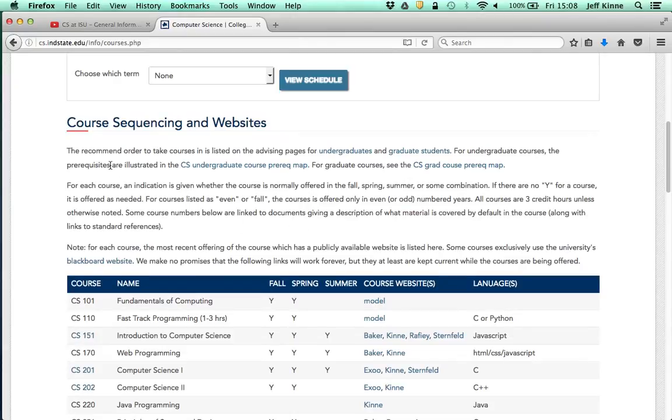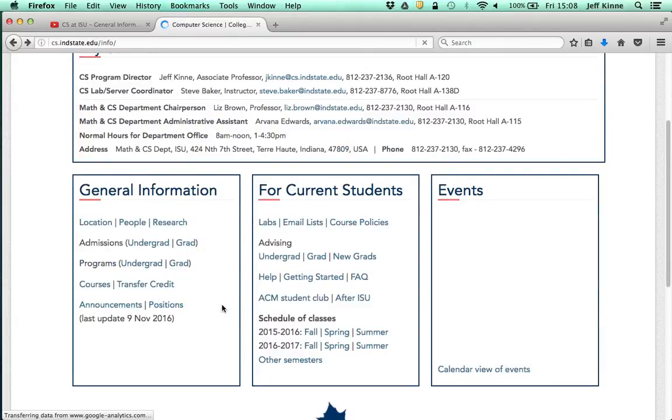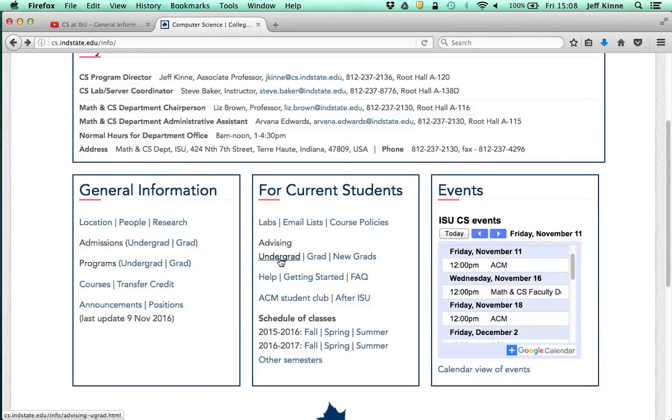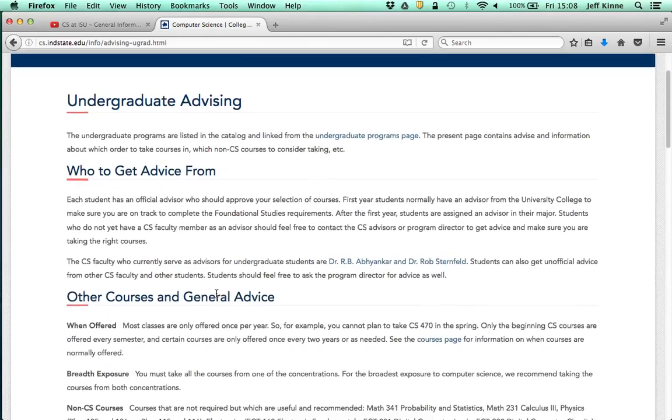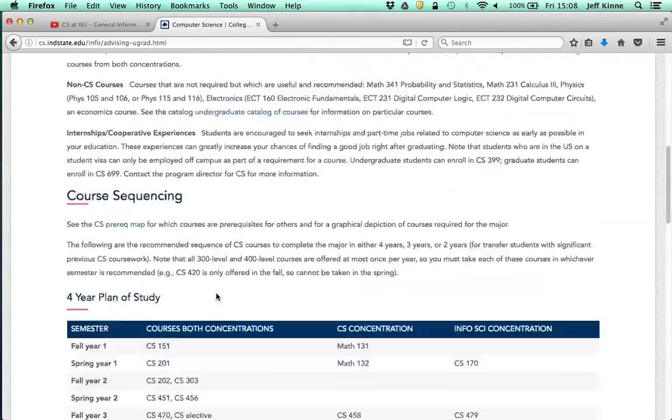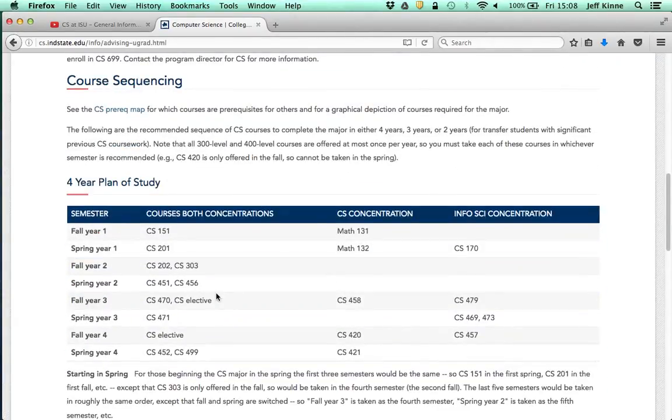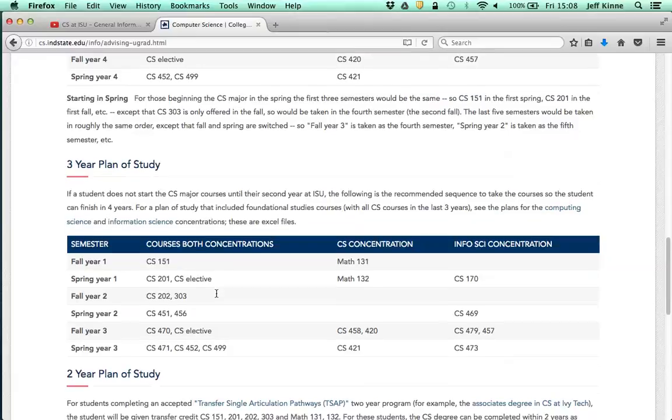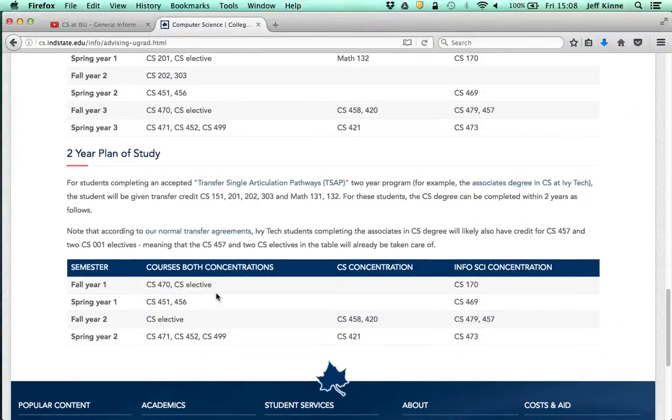Okay, if we go back over to advising, there's general information, including the 4-year plan of study, the 3-year plan of study, and the 2-year plan of study.